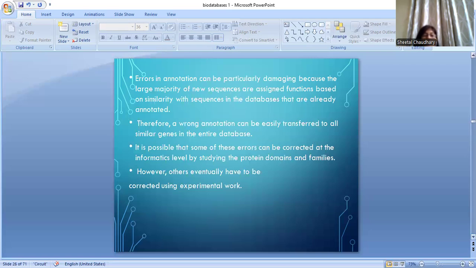It is possible that some of these errors can be corrected at the informatics level by studying the protein domains and families. However, others eventually have to be corrected using experimental work. So that is all about the biological databases.